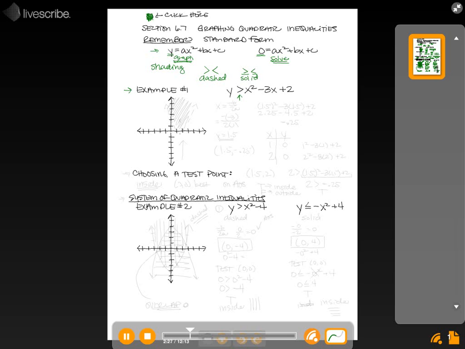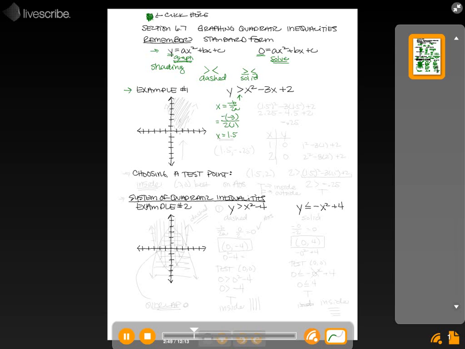But let's start by figuring out the vertex. Remember the vertex, we use the formula for the axis of symmetry: x equals negative b over 2a. B is already negative, so now we have negative 3 over 2 times 1. So x ends up being 1.5, or 3 over 2.